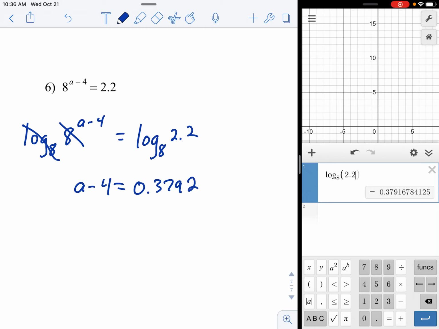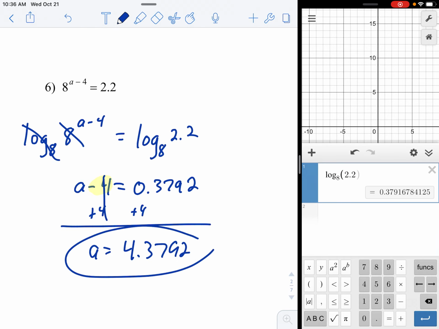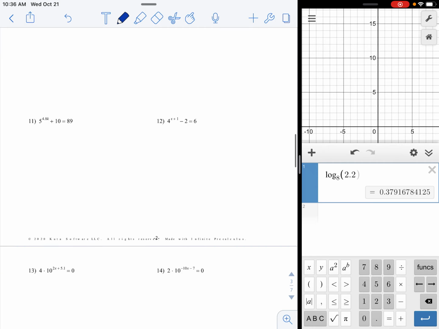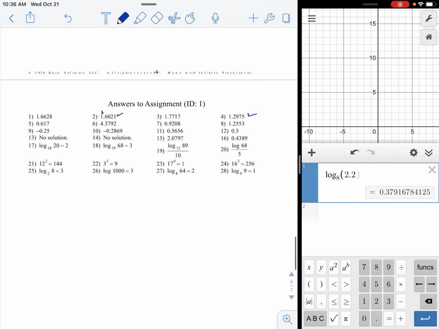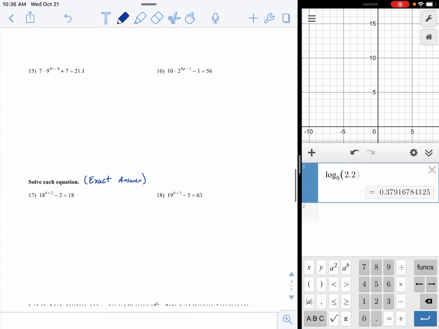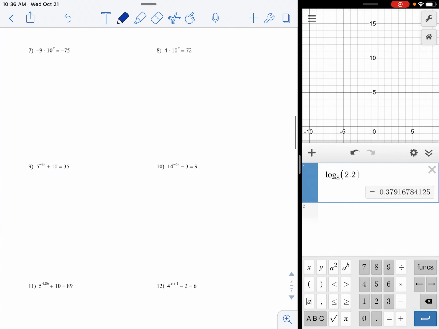But I'm not done because this has got more algebra. Now I need to add 4 to both sides. A equals 4.3792. That should be my answer to number 6. Let's check number 6, 4.3792. There it is.